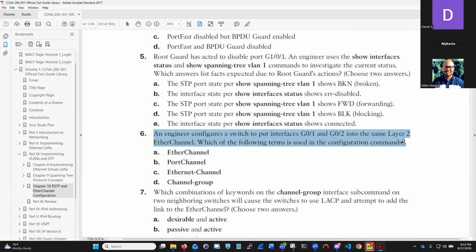An engineer configures a switch to put interfaces gigabit 0/1 and gigabit 0/2 into the same layer 2 ether channel. Which of the following terms is used in the configuration commands? Is it A, ether channel, B, port channel, C, ether channel, or D, channel group?